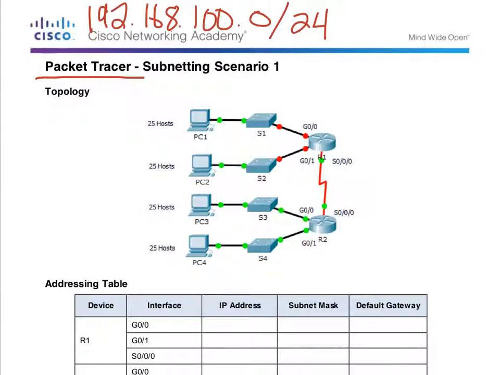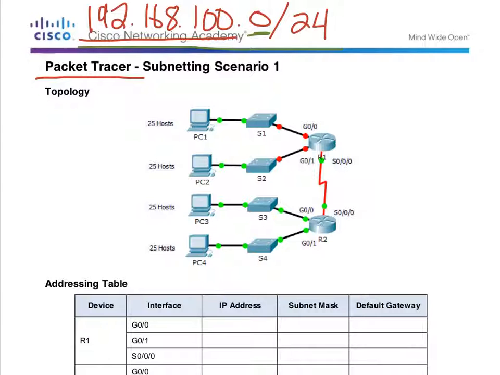192.168.100.0/24. So, just like we talked about before, here's the network part that we start with, and here's the host part that we start with. Okay? Now, can we subnet this network down below using this information here? Okay? So, let's take a look.